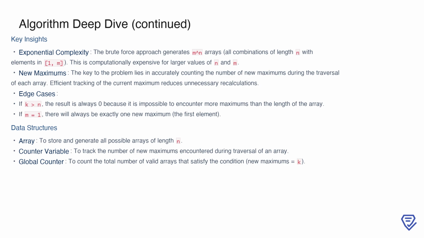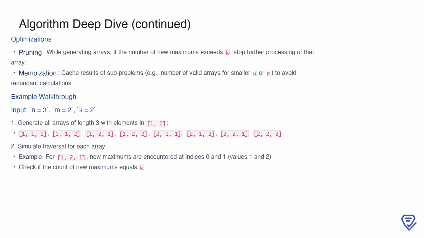To implement this approach, you'll rely on data structures such as arrays to store possible combinations, a counter variable to track new maximums during traversal, and a global counter to tally valid arrays. Given the exponential nature of the brute force approach, optimizations can significantly reduce the computational overhead. One effective strategy is pruning. While generating arrays, you can terminate further processing of an array if the number of new maximums has already exceeded k, as it will never meet the condition.